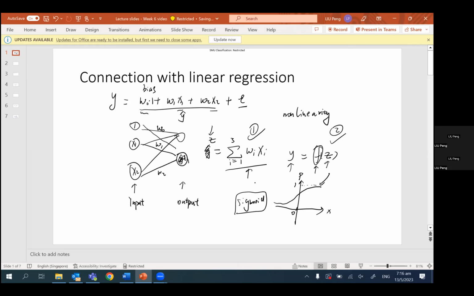This is Z1, this is Z2, and then they can have more layers stacked together, right? So this is just a fully connected neural network. Okay, so that's the connection here.